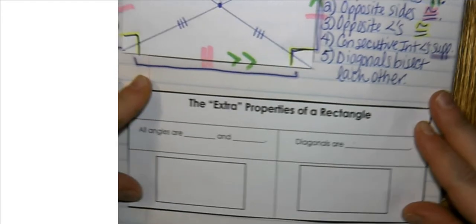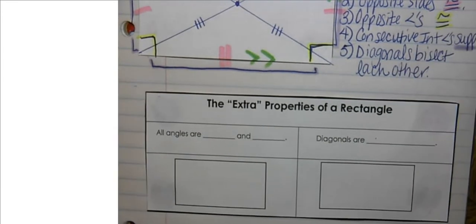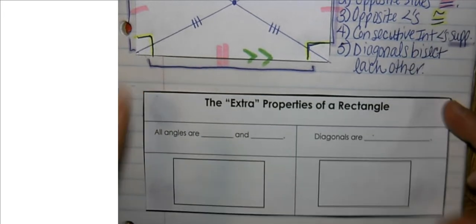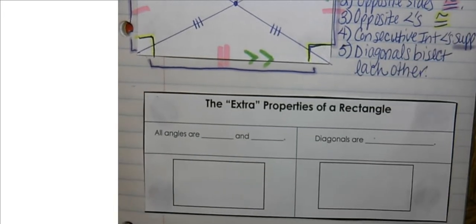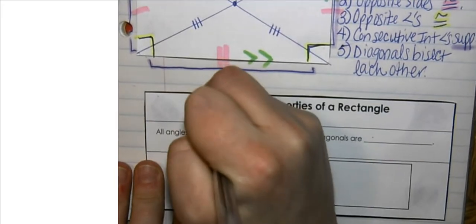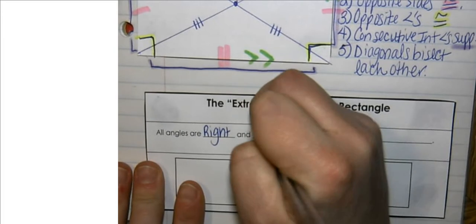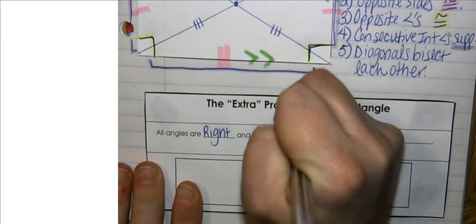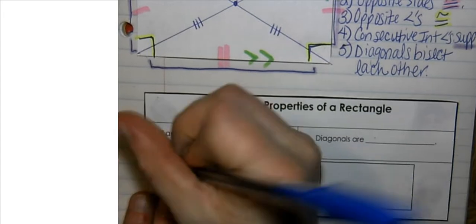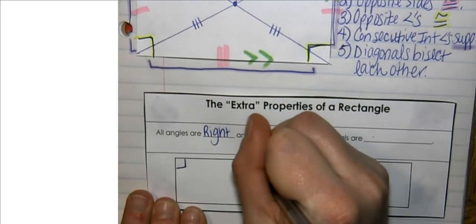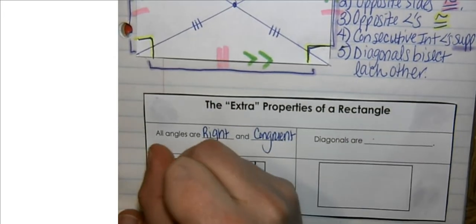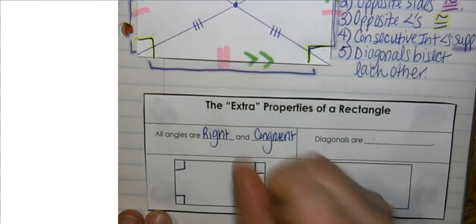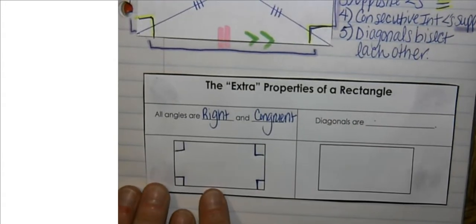The extra properties of a rectangle that make it not just any old parallelogram are as follows. All angles are right angles and congruent. So there are 4 congruent angles. Those extra properties make it not just any old parallelogram, but there exist 4 right angles. This is considered an extra property. So it has all of the properties of parallelograms plus 2 more. There are 4 right angles.